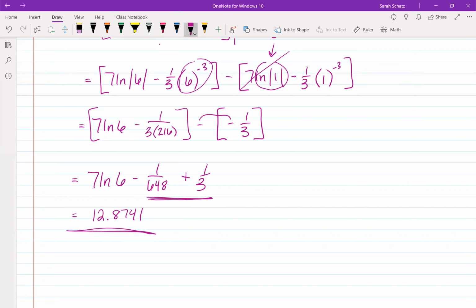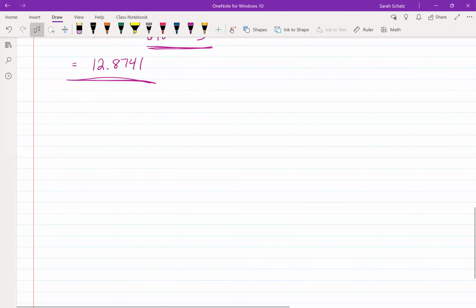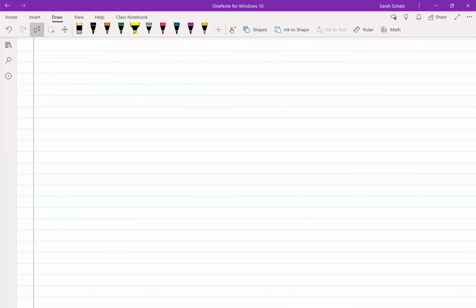So hopefully that helps make more sense of those problems if you were having trouble. And now let's go ahead and start in on our next section. So you guys, the section we're looking at today is 14.2. And we're going to talk about what are called partial derivatives.